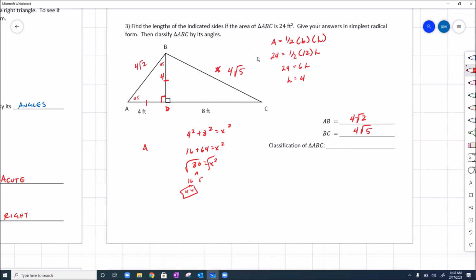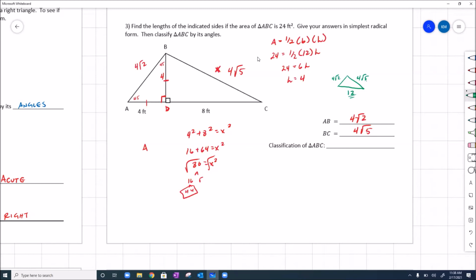Now they're asking us about classifying triangle ABC. Remember that we can do that by using our Pythagorean theorem. In this triangle, let me redraw it really quick: this is 12, this is 4 radical 2, and this is 4 radical 5. As we set it up, we want to make sure that we know what the longest side is. I think it's pretty apparent that our longest side is 12. Radical 5 has to be less than 3, and radical 2 is less than 3.